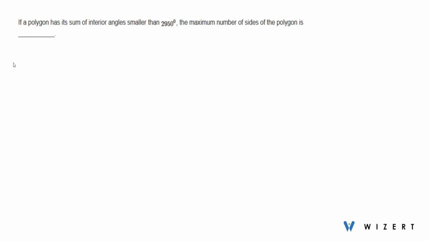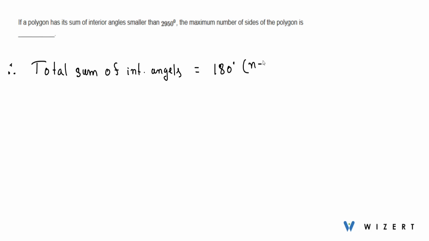So we know that there is a relation between the number of sides and the total sum of the interior angles. And the relation is: the total sum of interior angles of an n-sided polygon is given by the formula 180 degrees multiplied by n minus 2.